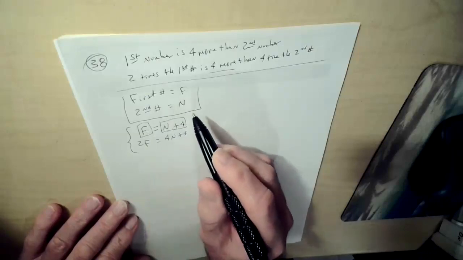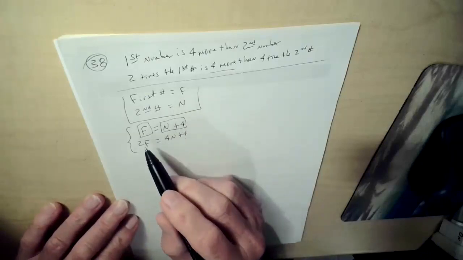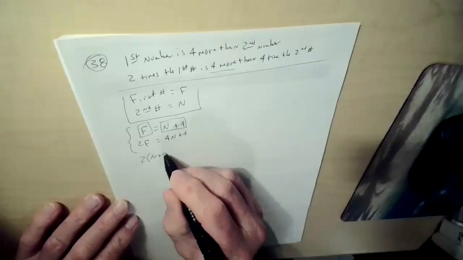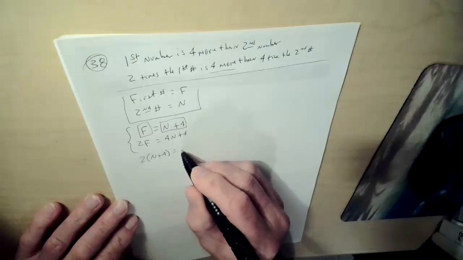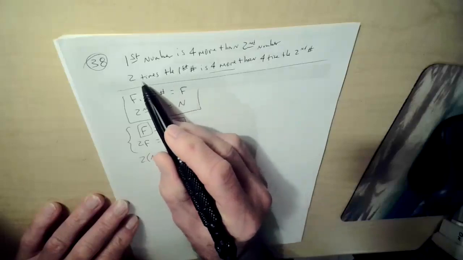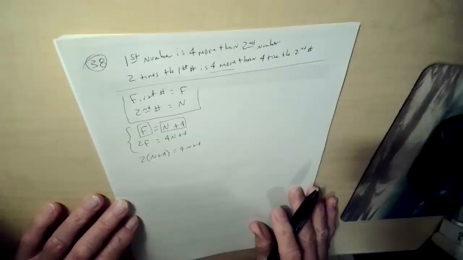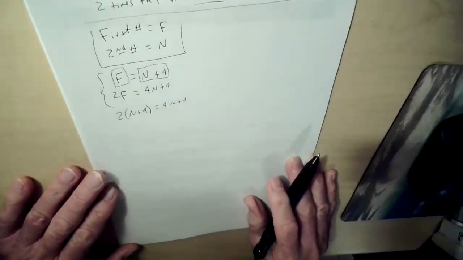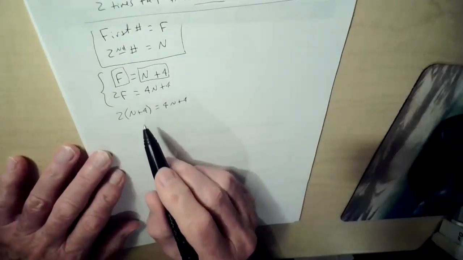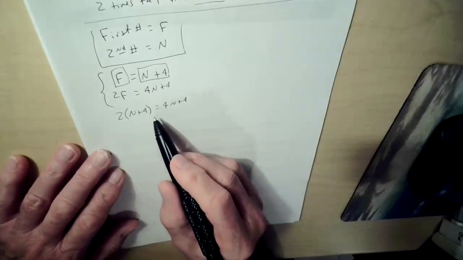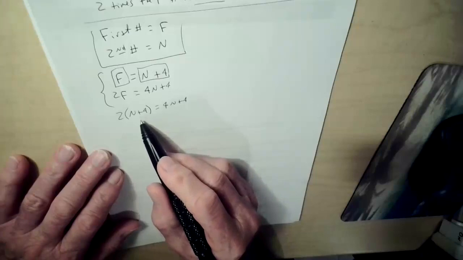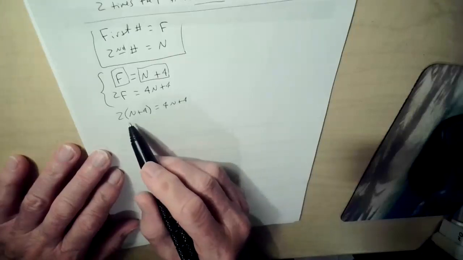Okay, so we have a system of equations. Now the simplest thing to do here is substitution. We already know what F is. F is this, equals the same. So we just substitute it into the other one. So 2 times n plus 4 equals 4n plus 4. The most difficult thing is this misery here. But just take it real slow, and it'll work out pretty well.